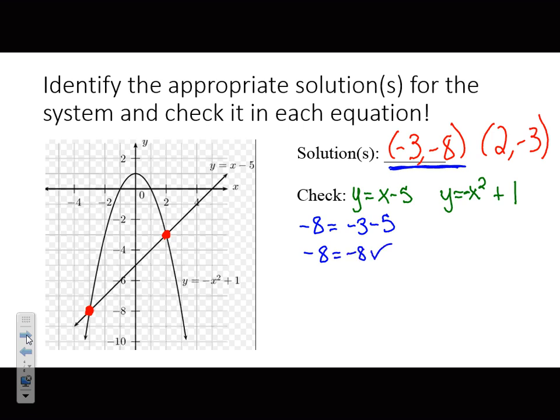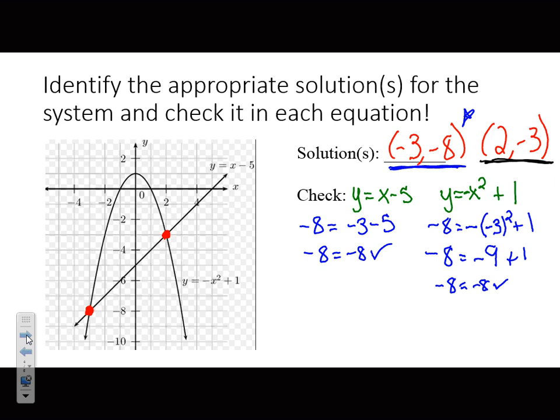Come over here, check it in the next one. y equals -(-3) squared plus 1. So I have -8 equals a negative. Now -3 squared is 9, plus 1. So -8 equals -8. So this first one is a solution. We're good with that one. We checked it. Now we have to check our other point to see if it's a solution.